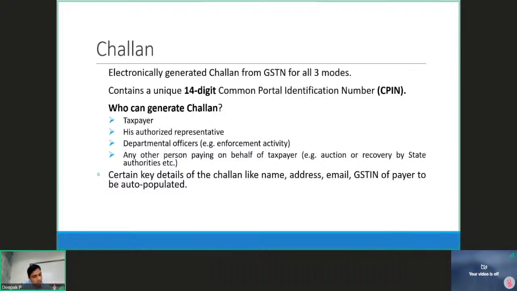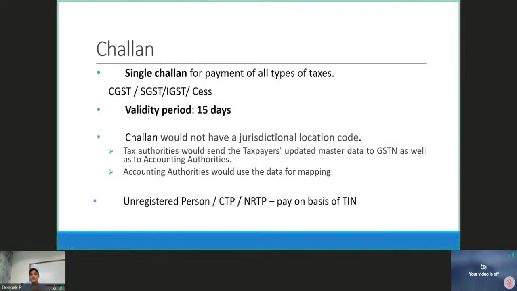We have seen that recovery proceedings can happen through an auction mode or other recovery proceedings. In the example of enforcement activity, the departmental officer can say, okay, we have generated this challan and we are making the payment during the enforcement activity. Nobody else can generate your challan: either you as a taxpayer, your authorized representative, a departmental officer, or any other person during the recovery stage by the authorities. And these details get auto-generated. There is a single challan for payment of all types of taxes.